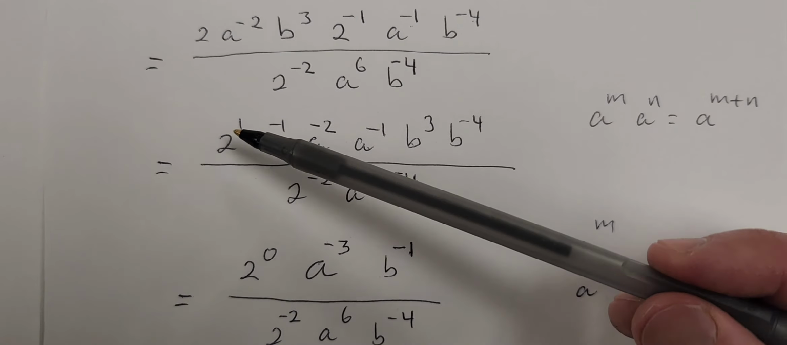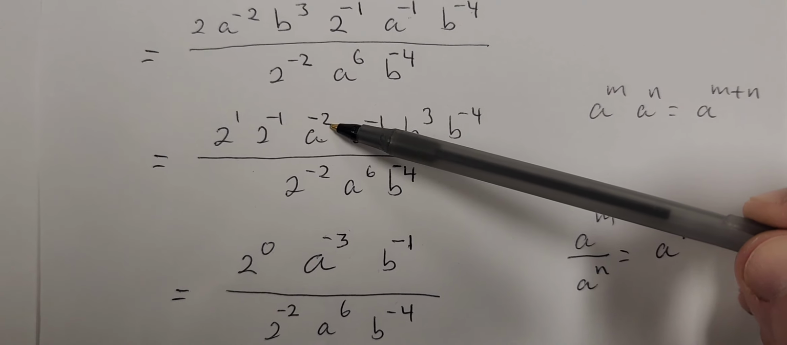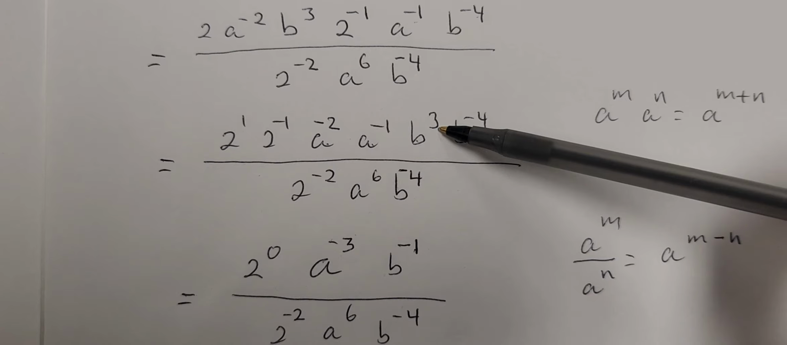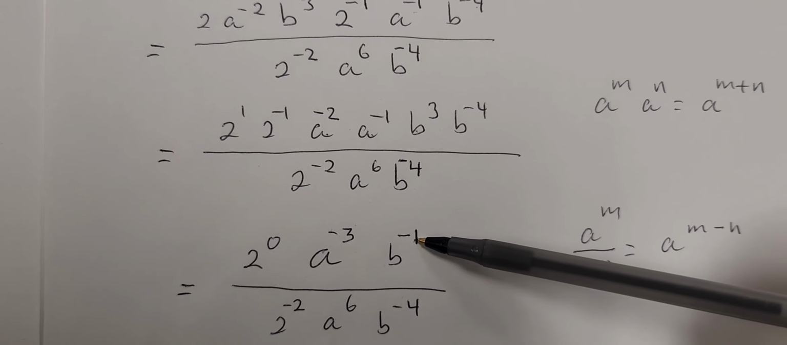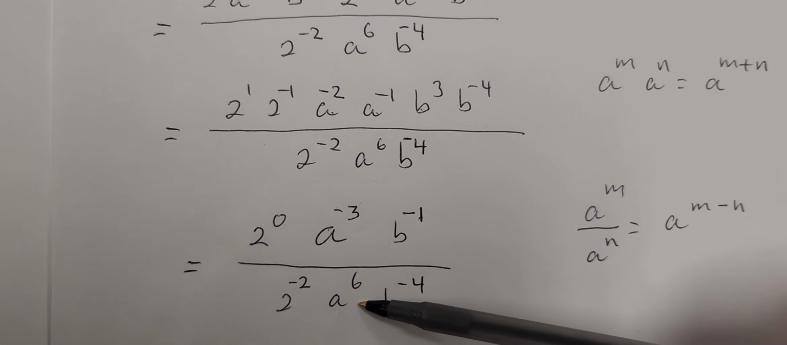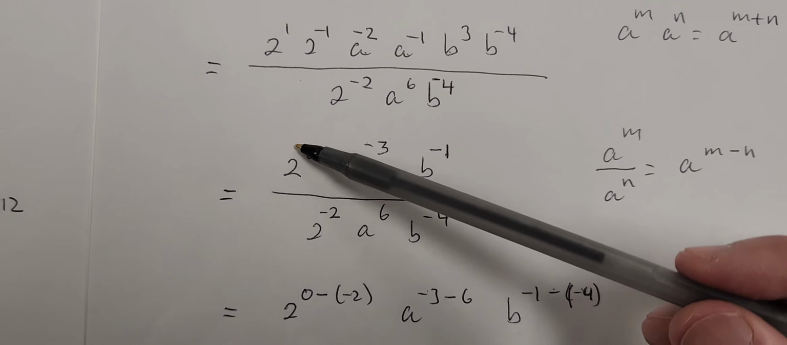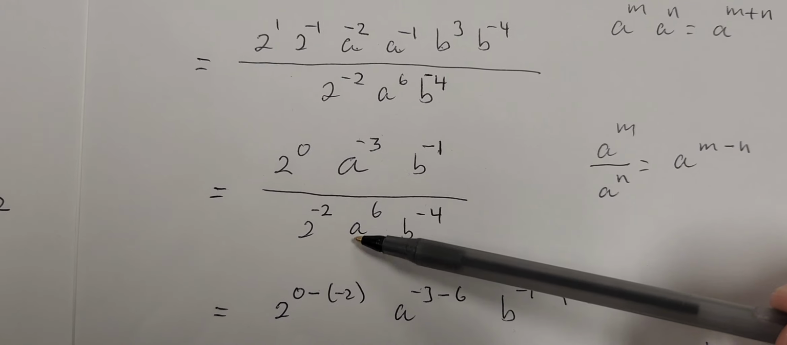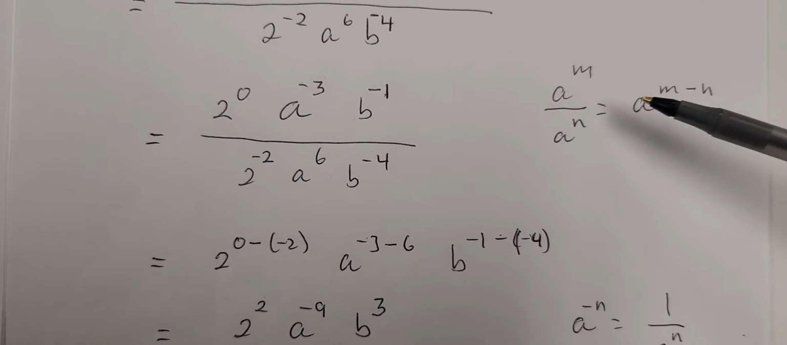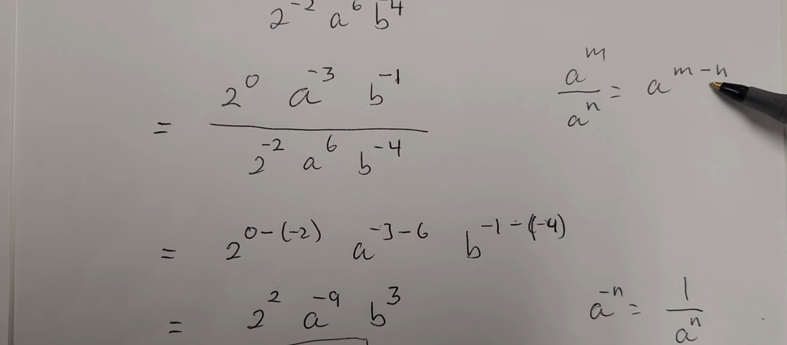Okay, again, 1 subtract 1, 0. Negative 2 plus negative 1, negative 3. 3 subtract 4 gives me negative 1. And in the bottom, we haven't done anything to it. Just rewrite it again. So the next step is to separate this 2, this A, and this B. Since we are in division, we will subtract powers. So here's my rule: division, subtract powers.